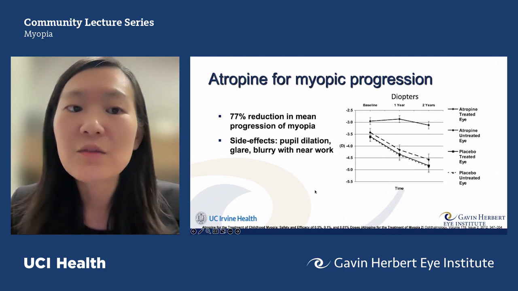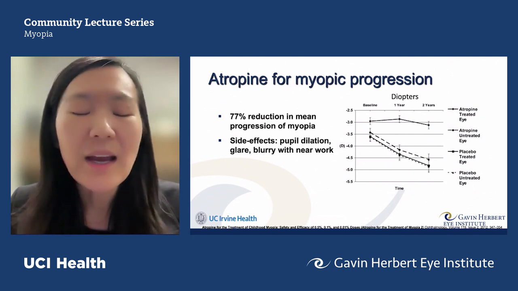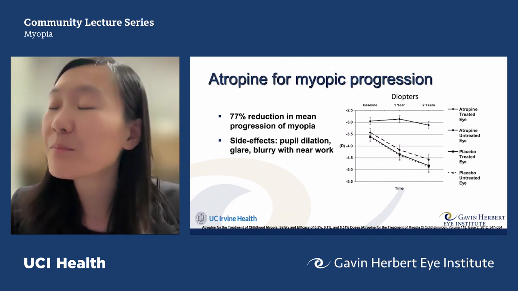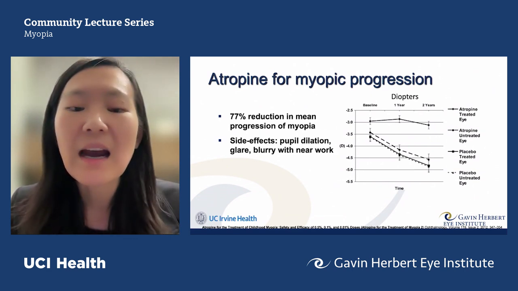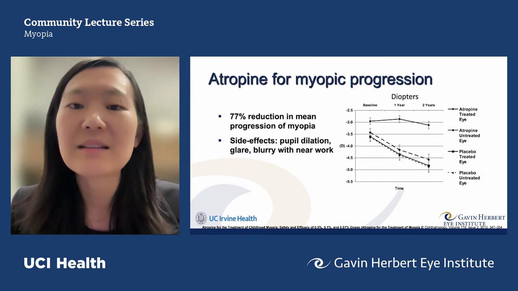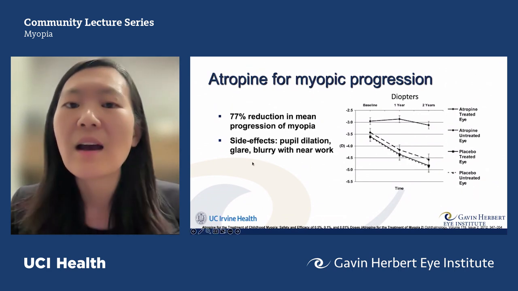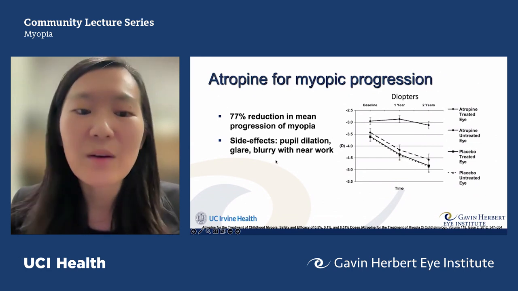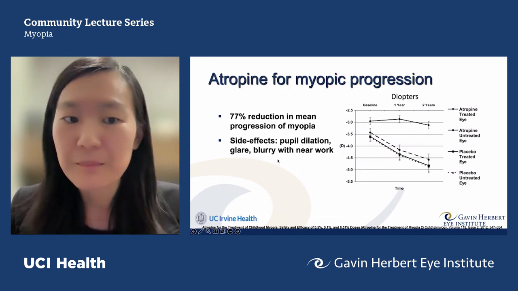The side effects of using atropine are a few. It's not detrimental, but it does cause a little bit of pupillary dilation, so the pupils are a little bit more dilated. Because the pupils are dilated, some kids report some glare when spending time outdoors, and then they are a little bit blurry up close.